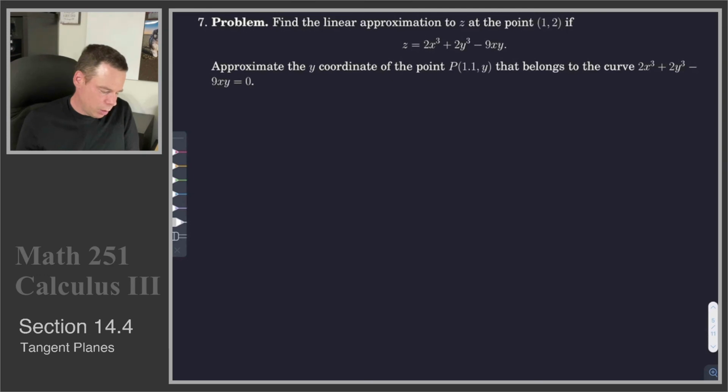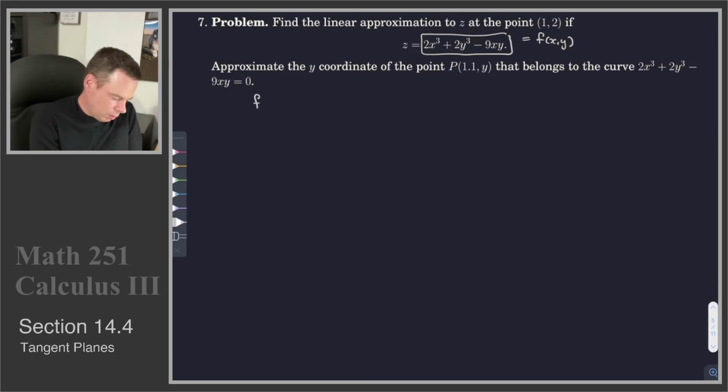We want to find the linear approximation to z, so to this function here at the point (1, 2). Just so we can talk about it, we'll let f of x, y denote that function, and we're interested in finding a linear approximation to it. So our linear approximation is going to require us to compute the partial derivatives at the point.